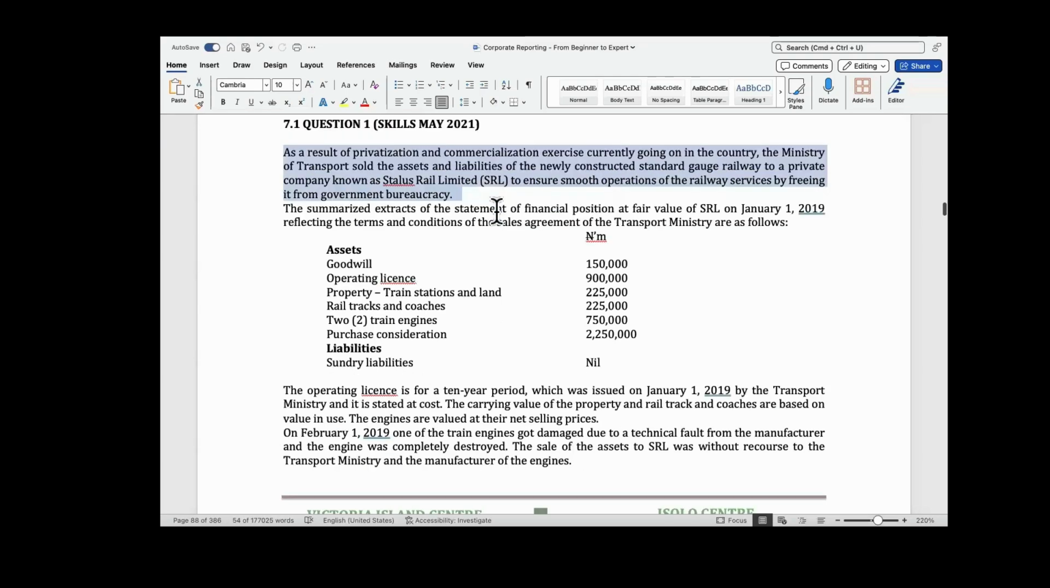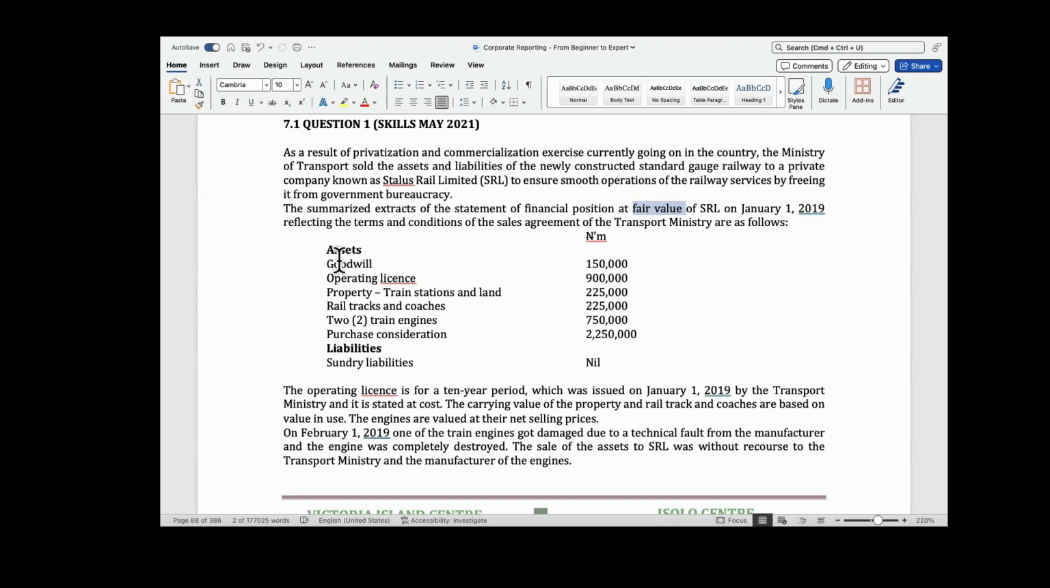So the second paragraph says the summarized extract of the statement of financial position at fair value. Okay, note this, at fair value of SRL on January 1st, 2019, reflecting the terms and conditions of the sales agreements of the ministry are as follows.